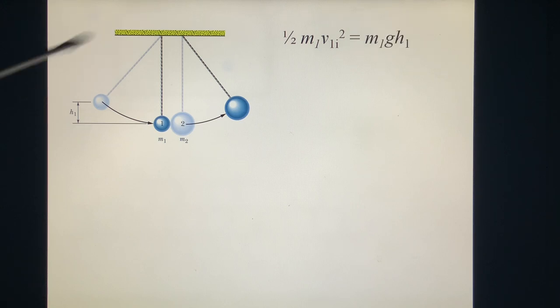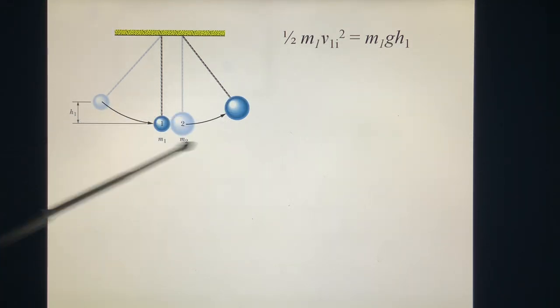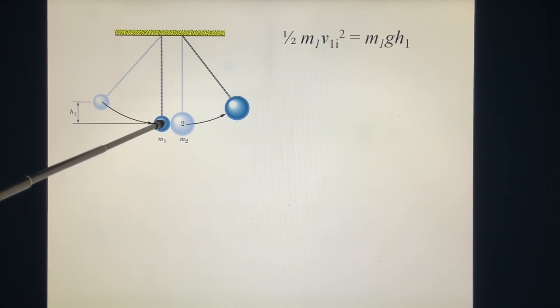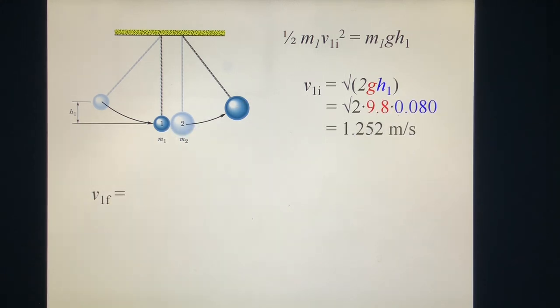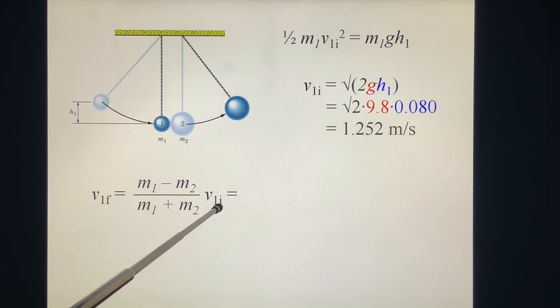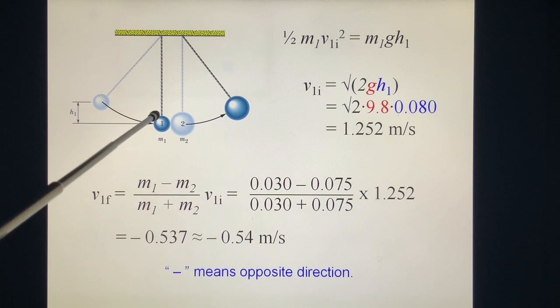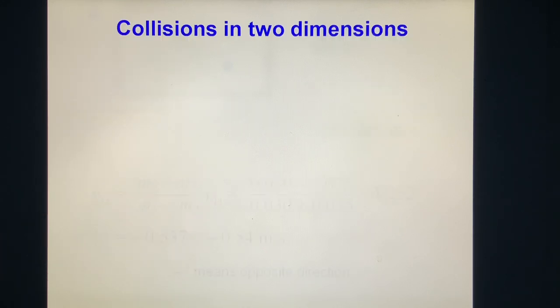Now, because of energy conservation, the potential energy change, m1 g h1, equals half m1 v1 initial squared. We can find the speed from here. Putting the numbers in, we get 1.252 meters per second. Now, with this, we use the formula. v1 final is the one we want to find. v2 initial is zero, so this is the formula. We put the numbers in and get a very easy answer. It is negative. What does this mean? It means the sphere bounced back.